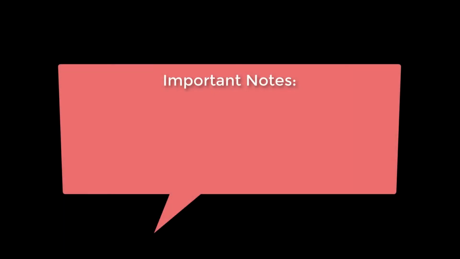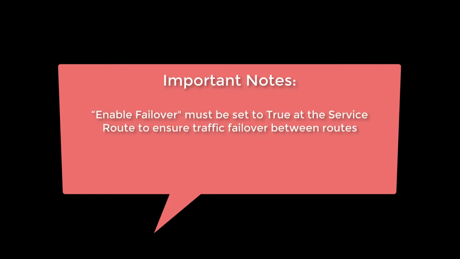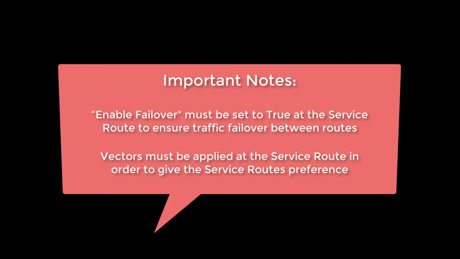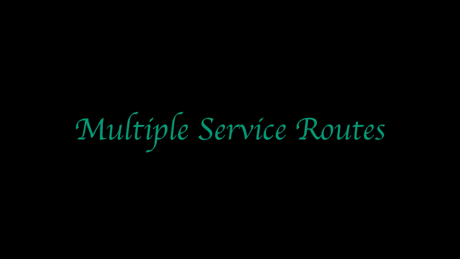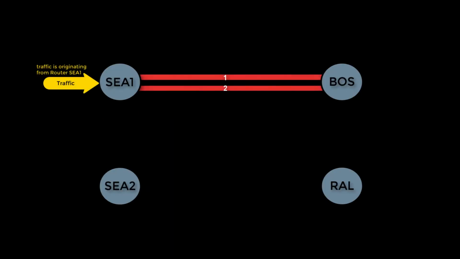Before we get started, there are a few important things to keep in mind with these configurations. In order for this feature to work, you must configure all service routes to have enable failover set to true. This means that traffic will fail over between those service routes. This includes new and existing sessions. Also, you must configure vectors in order to give preference to one service route over the other. As we mentioned, vectors can now be configured from directly within the service route configuration.